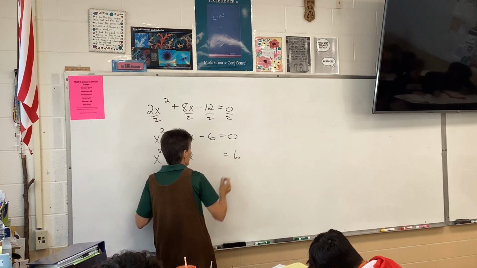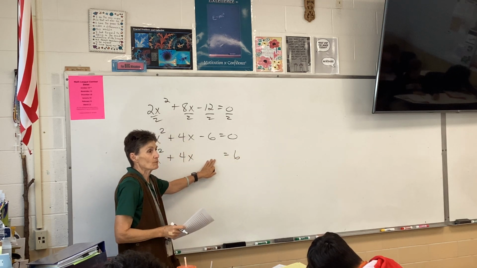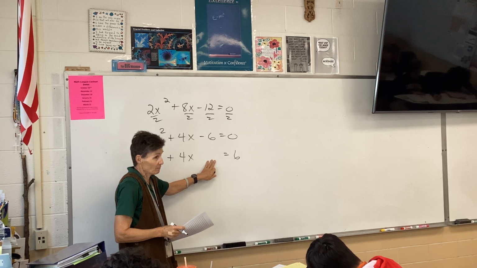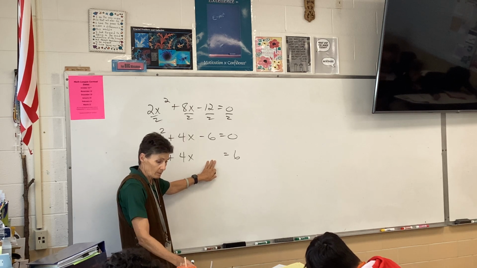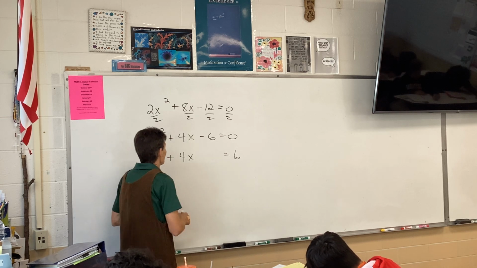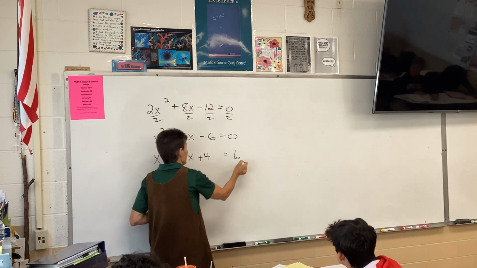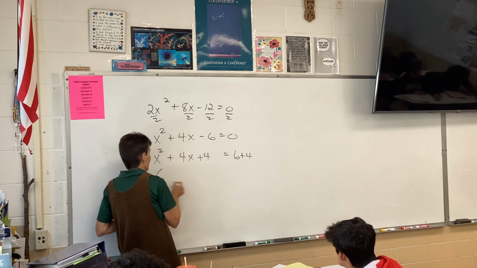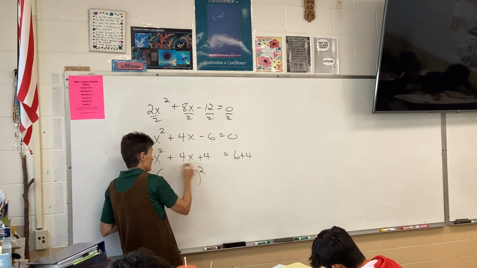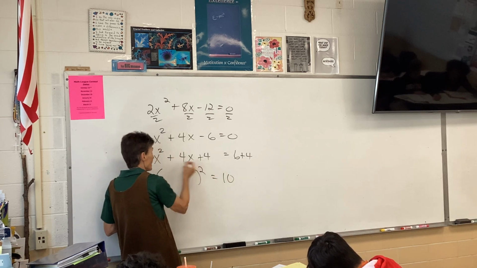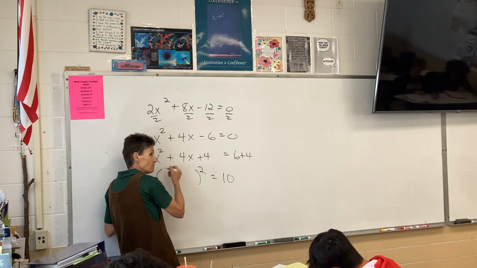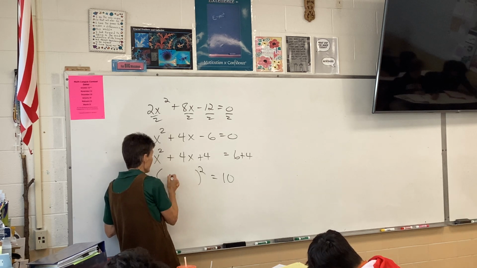Gotta move the 6 over, leaving a gap in here to remind myself that I'm gonna find a number that goes in there. And what's the number that's gonna go in there? 4. Half of 4 squared. So I'm gonna add 4 to both sides. This side then will always be a perfect square. And what perfect square is this?